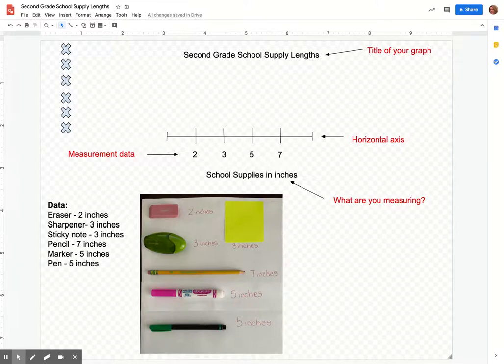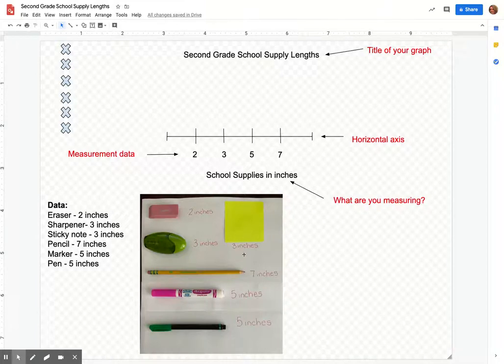Okay, let's take a look at line plots. So what I've created here is kind of a base for us to take a look at. At the top, you want to put the title of your graph, what it is that you are actually graphing. This is your horizontal axis or horizontal line. This is where you will put your measurement data. And then this is what you're actually measuring.